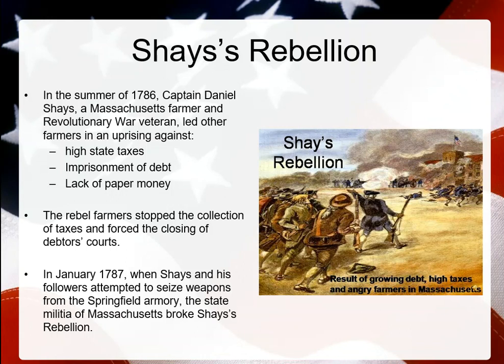So in the summer of 1786, Captain Daniel Shays, a Massachusetts farmer and Revolutionary War veteran, led other farmers into an uprising against all the higher taxes that were going on in Massachusetts. They had imprisonment of debt happening, so debt prisons, and they had a lack of paper money in circulation for people to even pay. So the economy is really suffering. The rebel farmers stopped the collection of taxes and forced the closing of debtors' courts. In January of 1787, when Shays and his followers attempted to seize weapons from the Springfield Armory, the state militia of Massachusetts broke the rebellion once and for all.